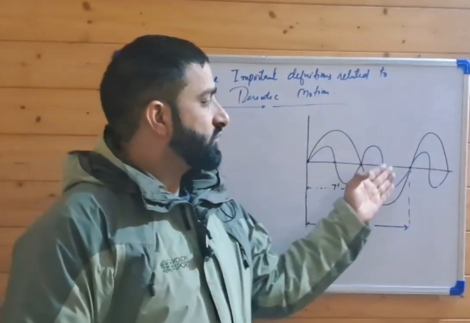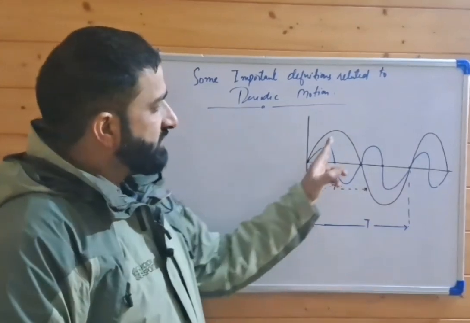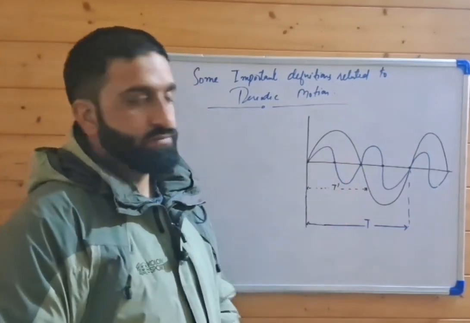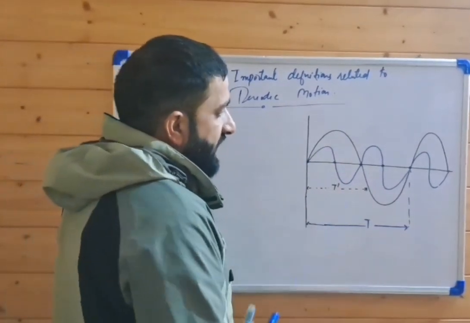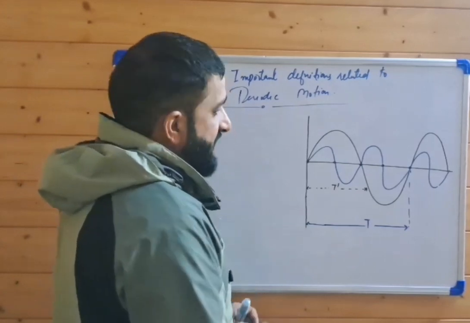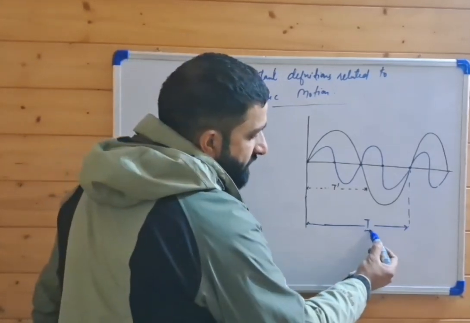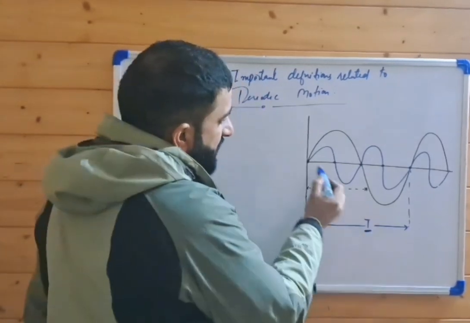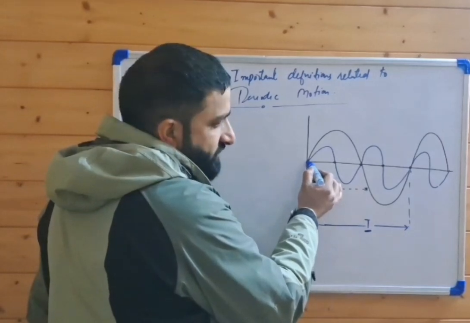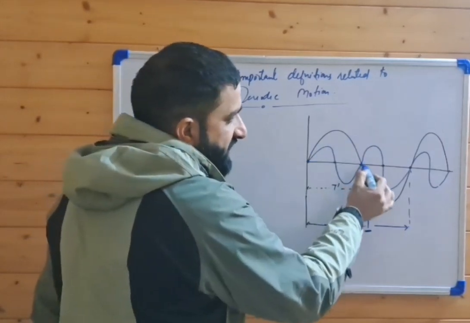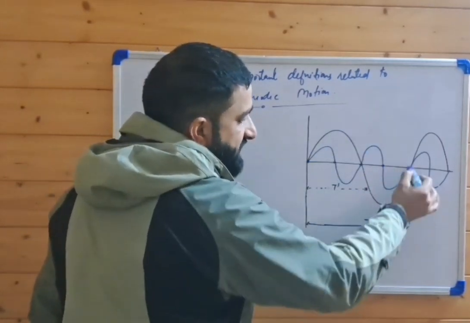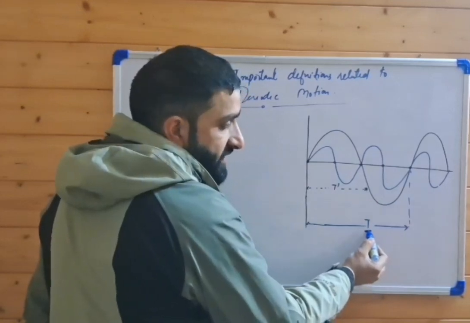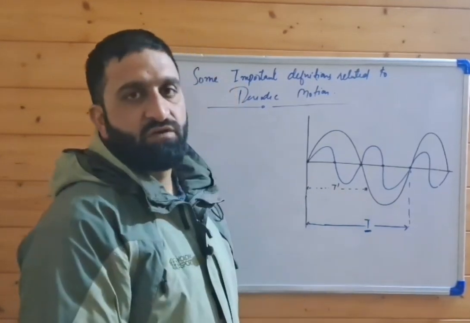We have taken two waveforms, one in black and another in blue. Here we can say that the black has a time period of T, because the black starts its motion from here to here to here. It completes one cycle in T, so T is the time period of its motion.